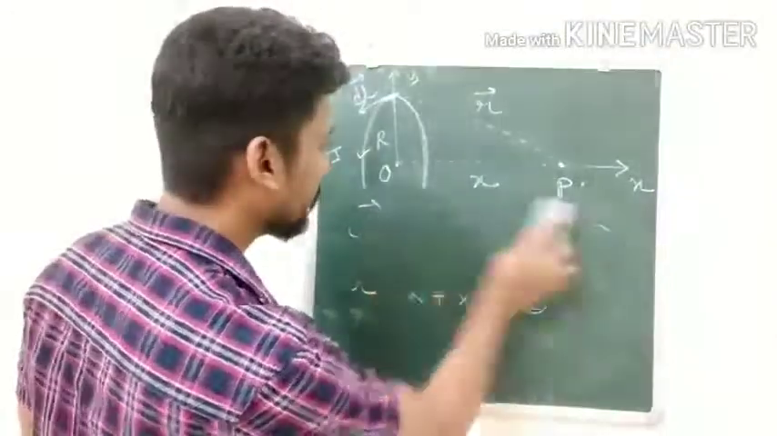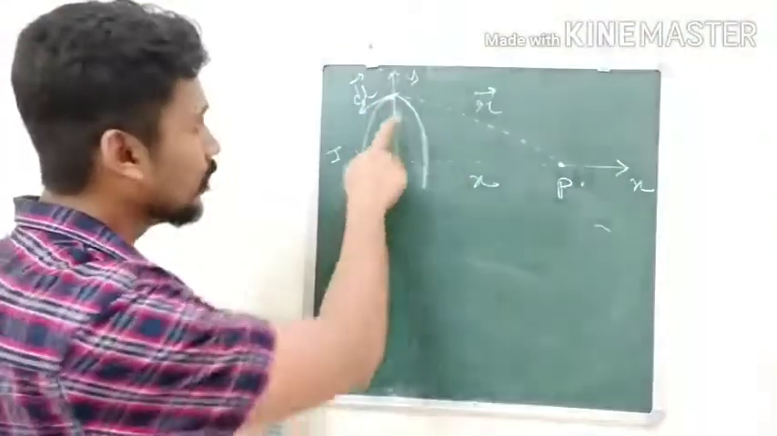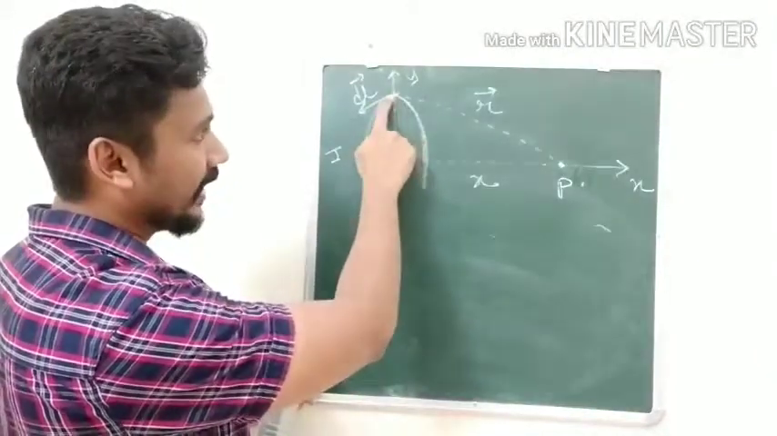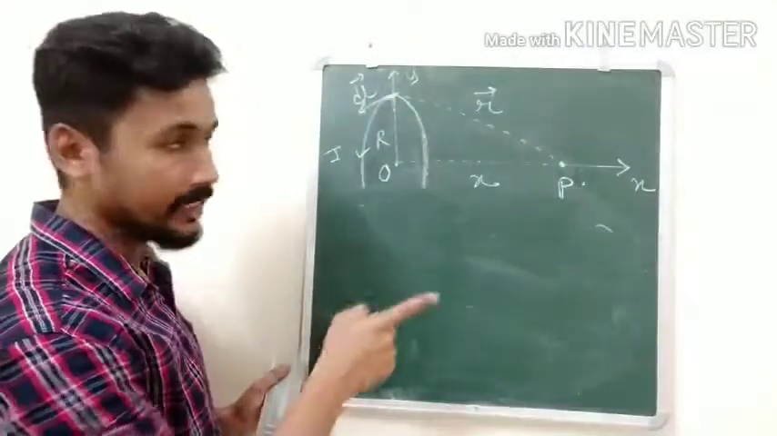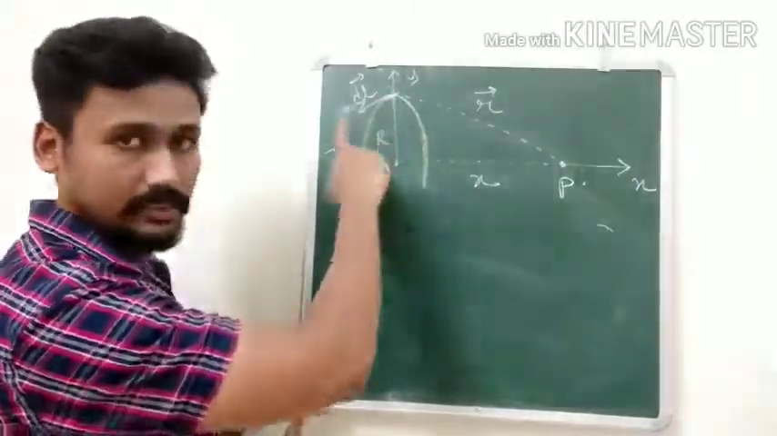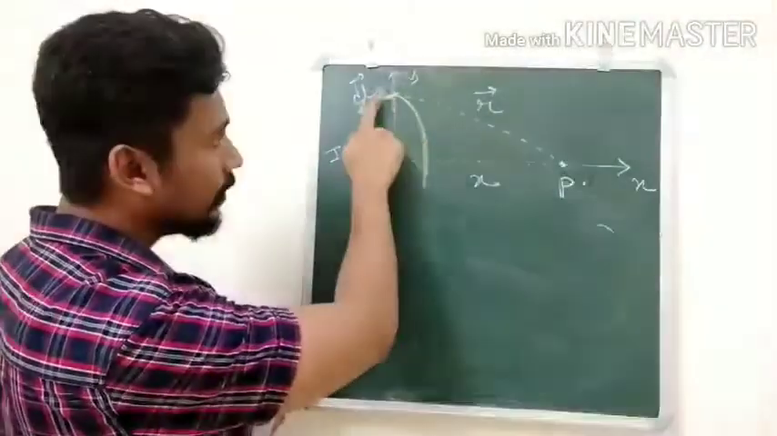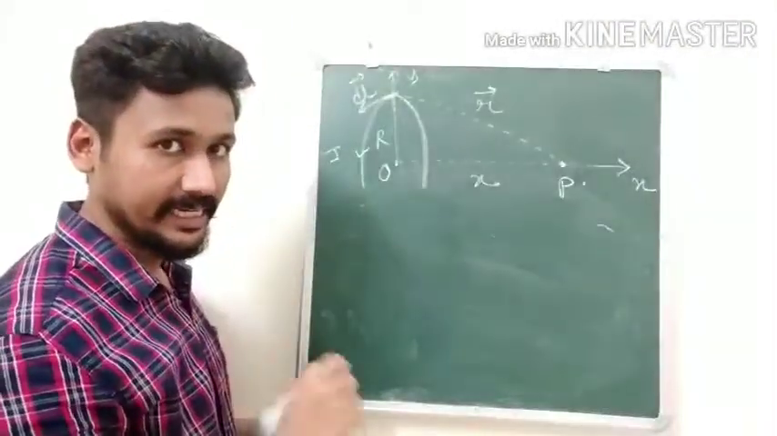We will erase them. So if you notice dl and r, you can notice that both of them are making an angle of 90 degrees with each other. Because you can see this dl will be along a tangent to the circular ring, and r is going towards P. So therefore, the angle between dl and r is going to be 90 degrees.